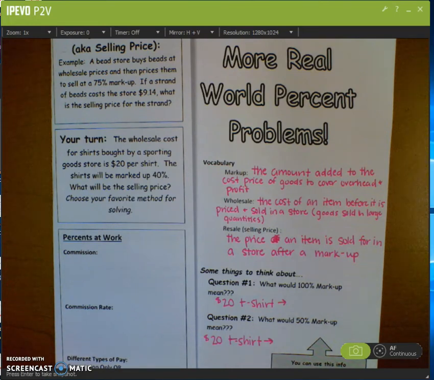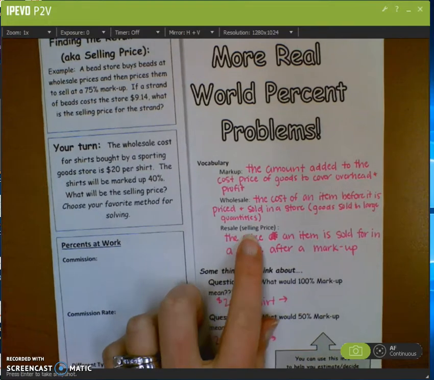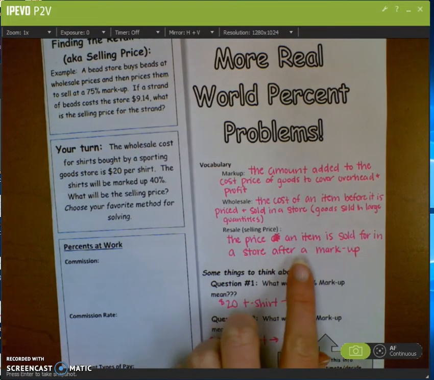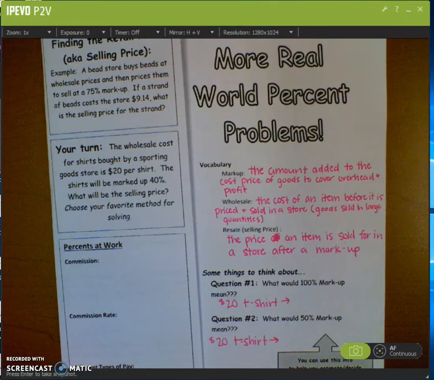And then the last vocab word that we have here is resale, or the selling price. The price an item is sold for in store after a markup. So in my example that I just gave, that's that $15 that they sell it to us for.